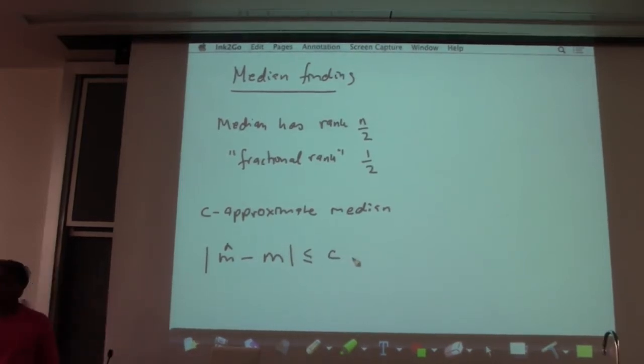Can you repeat what you mean by maximum rank? Rank divided by n. Rank is the position in the list when you sort. Yeah, so the median has position n over 2 in the sorted list.